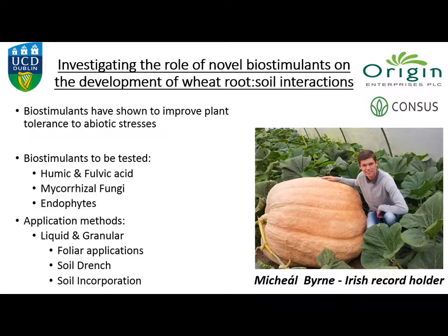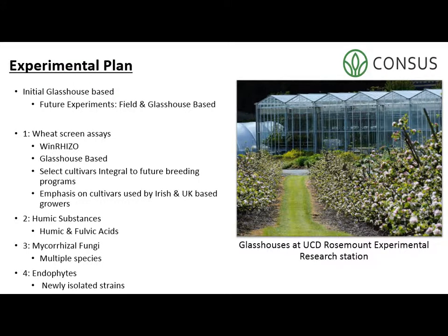He's looking at biostimulants, following on from David's project, but looking at how biostimulants are potentially an area that's like snake oil. Maybe there's a lot said about them, but really very little in terms of backing them up scientifically. So some of the biostimulants he's going to be looking at will be humic and fulvic acid, mycorrhizal fungi and endophytes. There are some new endophytes that have been isolated in UCD in Fiona Doohan's lab, and he's seeing what the response of root system architecture is to these biostimulants.